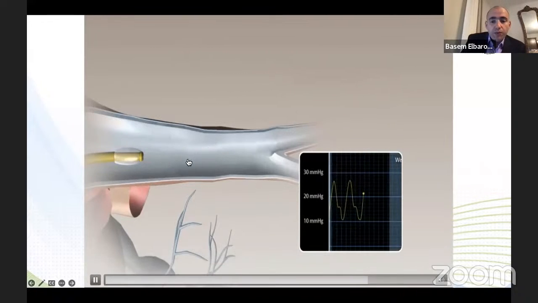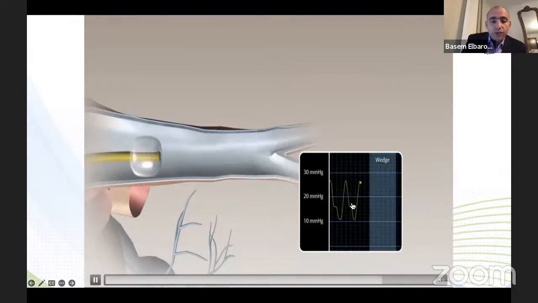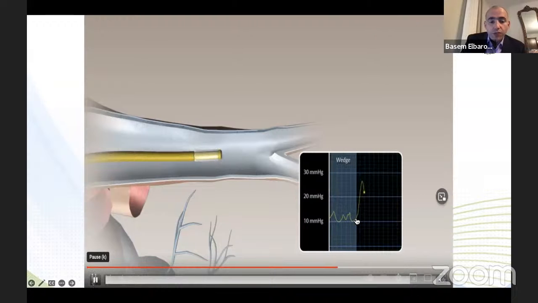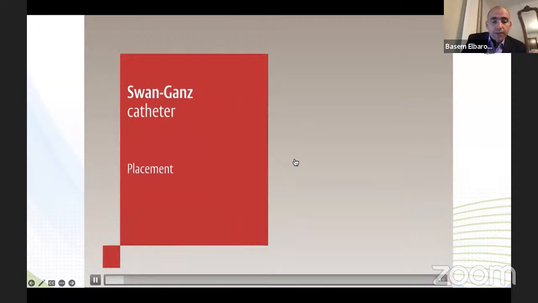But when you deflate the balloon, then you get a right ventricular pressure, a pulmonary arterial pressure. And then if you wedge it again, the pressure changes. So just playing that again.